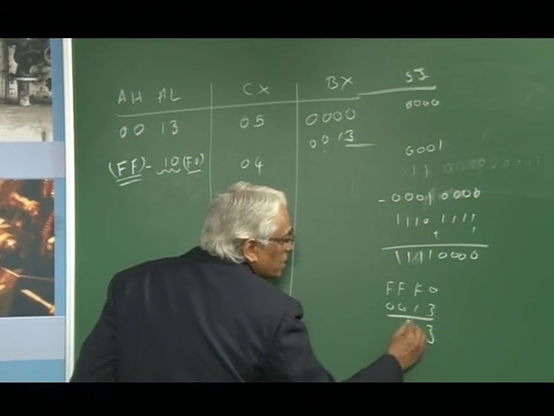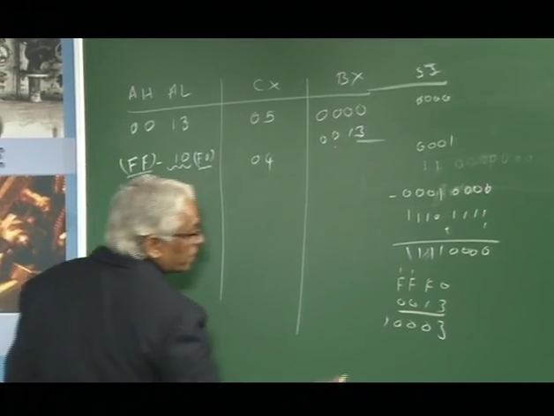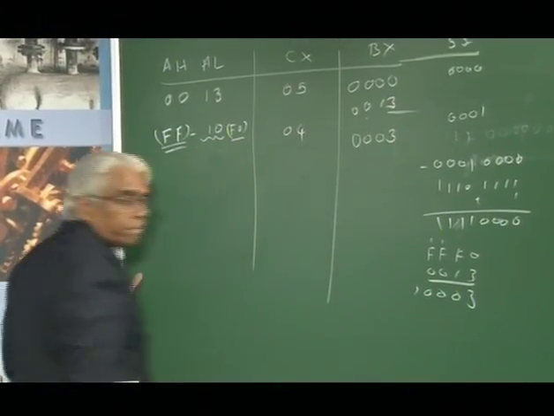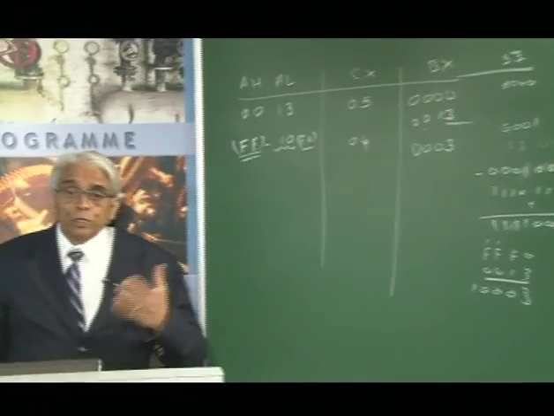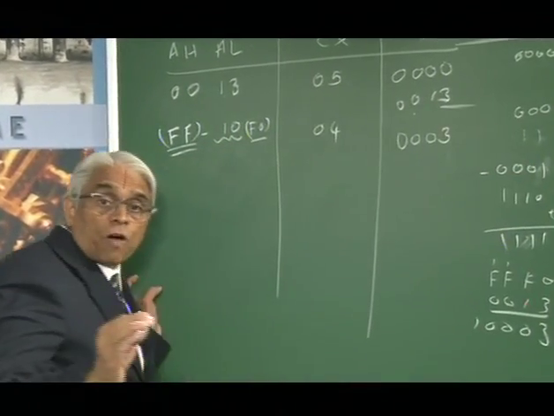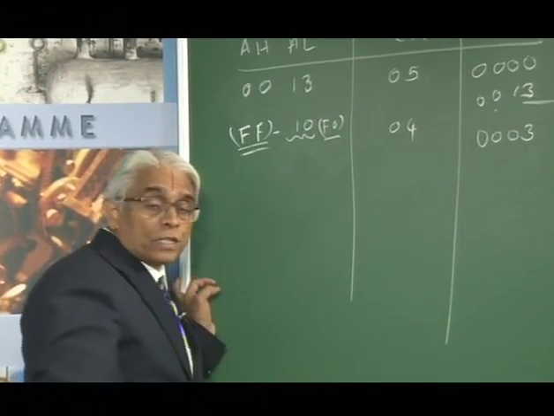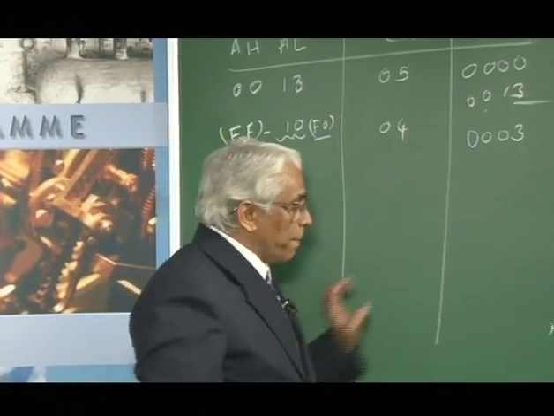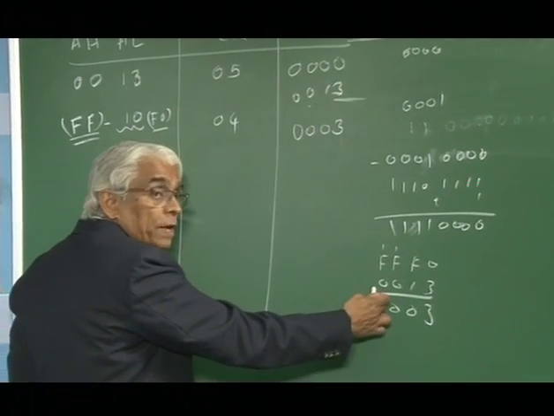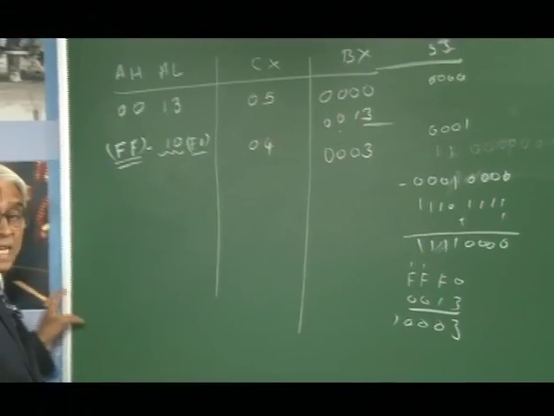F plus 1 is 1001 carry, 1001 carry, 1001 carry. We have here the value as 0003. Now we are in a position to really understand that the operation of addition is over and the value available in the BX register is equal to 03. The result is correct because the carry coming from the most significant bit and the carry into it are equal, which we have already seen here.